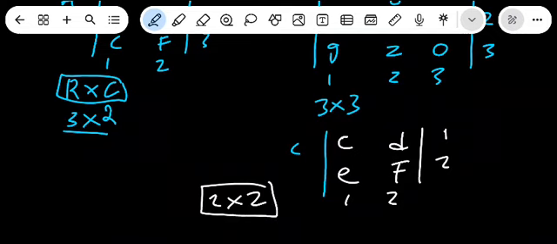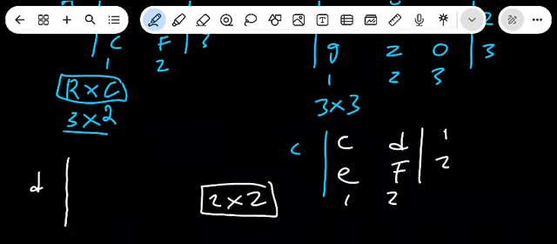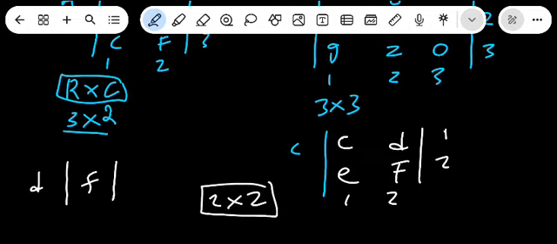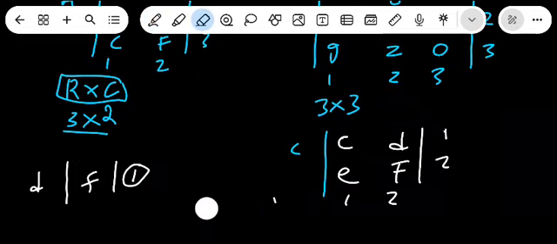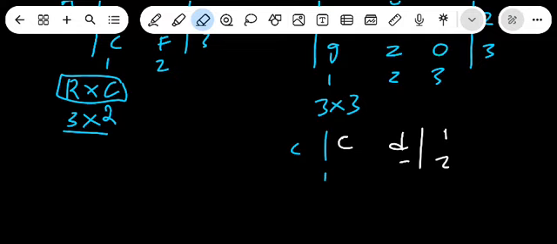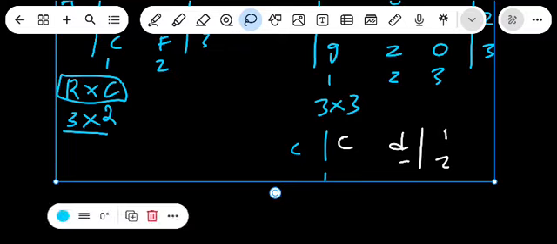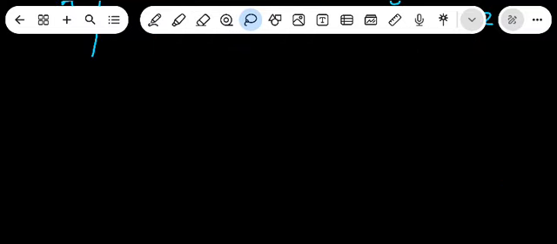Let's say we're given matrix D. Matrix D has f like this. So it has 1 row and 1 column. So this will be a 1 by 1 matrix. It has 1 row and 1 column. That is how we will be given those matrices.